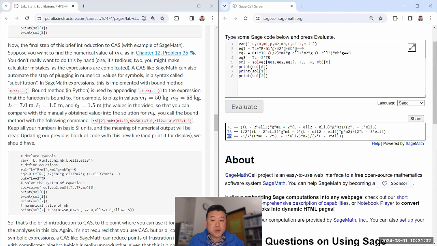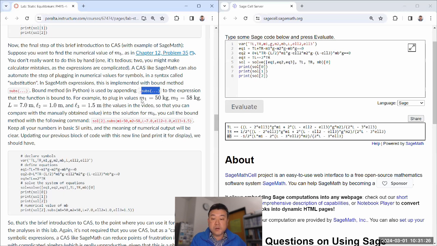In SageMath expressions, this is implemented with the bound method, by which we mean a function that is bound to an object. Python is an object-oriented programming language. So bound method, subs for substitution. A bound method in Python is used by appending a period, subs, to the expression that the function is bound to.